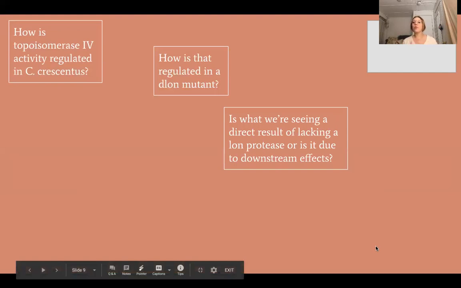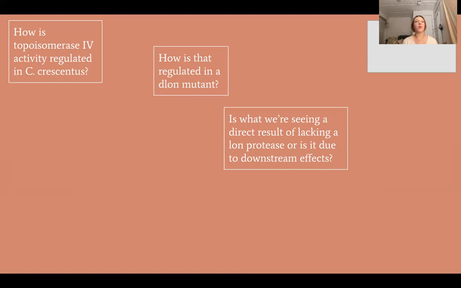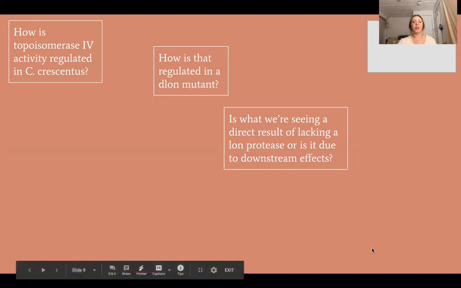I'm also asking, is what we're seeing a direct result of lacking the Lon protease, or is it due to downstream effects? So is the upregulation of the NstA protein due to the fact that Lon is no longer there to degrade it, and that would be a direct result, or is it due to a downstream effect? We know that a delta lon mutant has some effects in the DNA replication with DnaA, which is an entirely different protein, and is that what is causing this strange topoisomerase 4 activity?